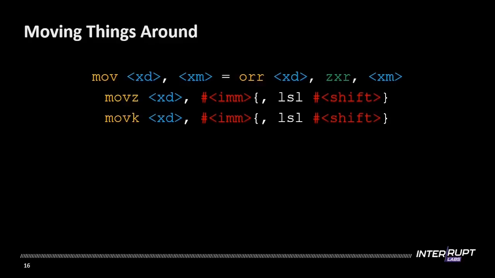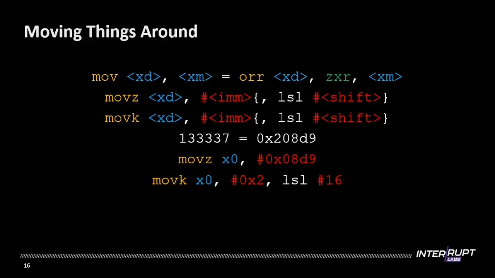And let's see an example of that. So say you wanted to move this 133337 value into X0. And in hex, that value is 20839. So first, we can use move Z to set the least significant 16 bits to 0839 and 0 the rest. Then we can use move K to set the second to least significant bits to hex 2 and leave the existing hex 0839 as it is.